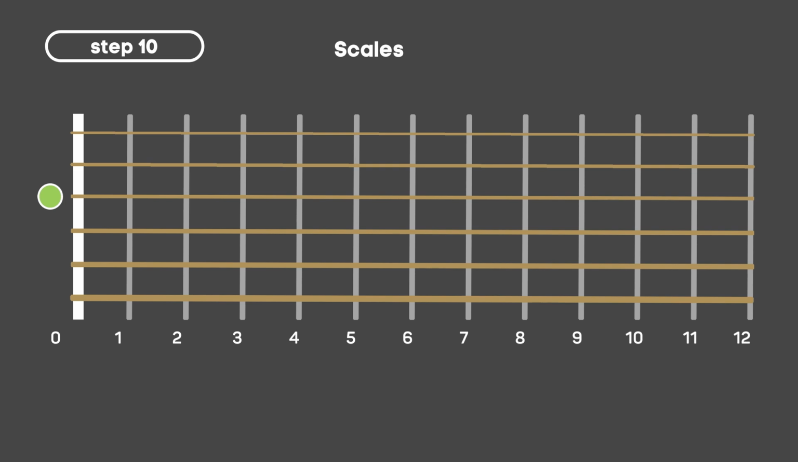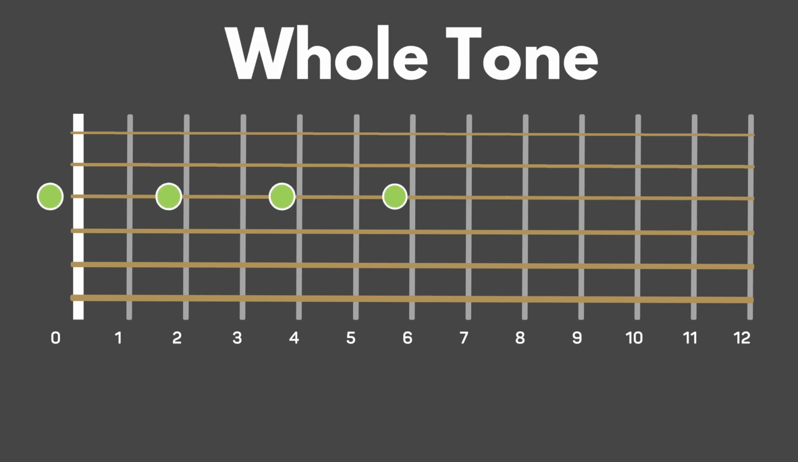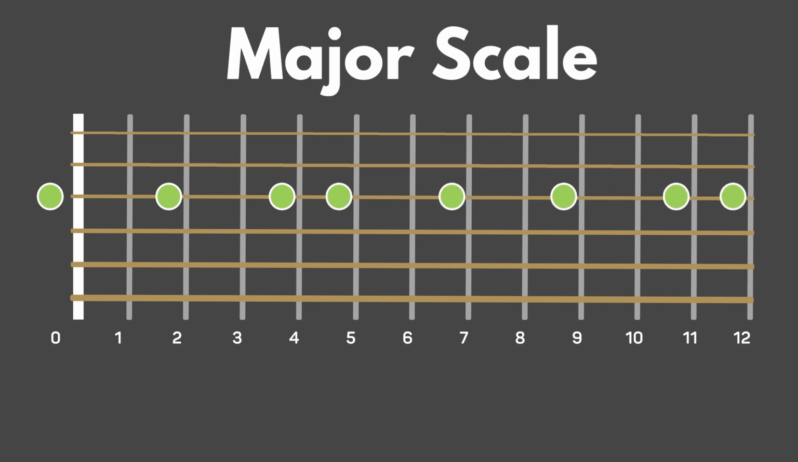Step 10. Scales. A scale in music is a series of notes from one note to its octave. There are many scales. For example, the chromatic scale is made up entirely of half steps. The whole tone scale, entirely of whole steps. The major scale, sometimes called the mother of all scales, is made of this sequence: 2 whole steps and a half step, 3 whole steps and a half step.